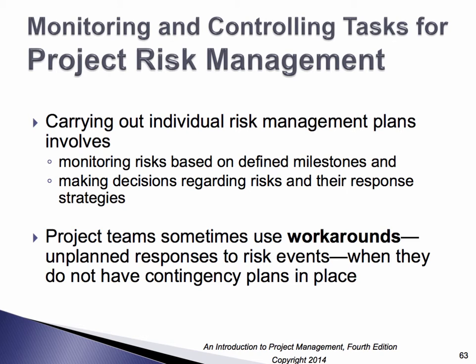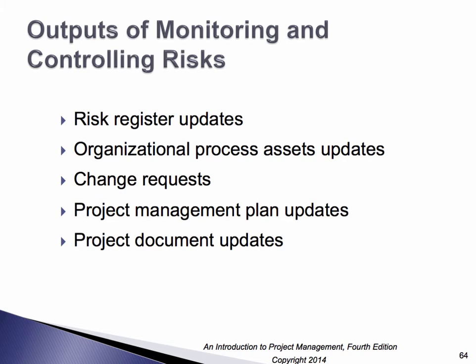Don't forget, when you actually did the risk management plan, you came up with alternatives or workarounds, unplanned responses to risk events, and you came up with triggers. So you should be able to spot them well ahead of time and plan on those events. Outputs include risk register updates, organizational process asset updates, change requests. With every change, there's a risk. Project management plan updates, and project document updates.